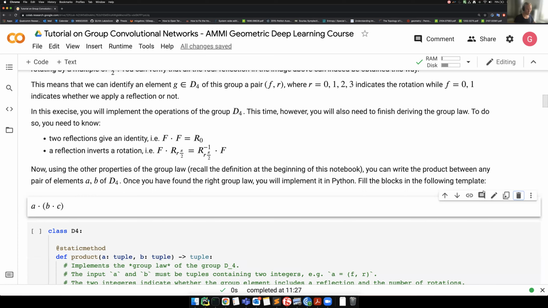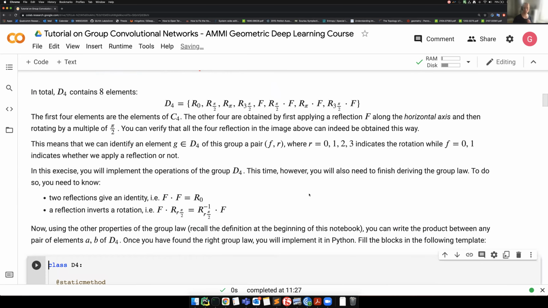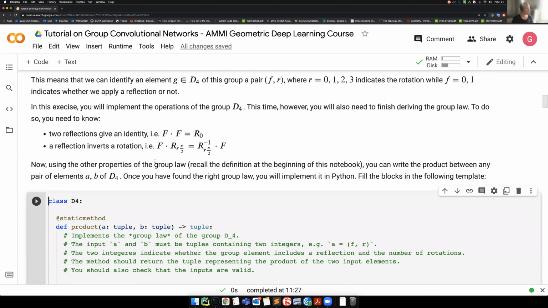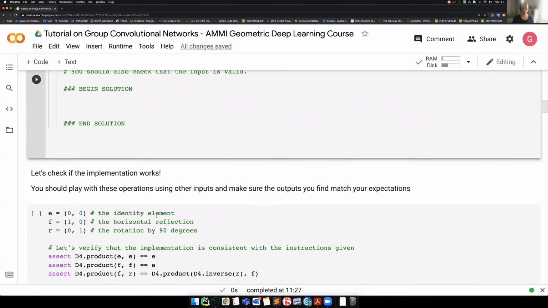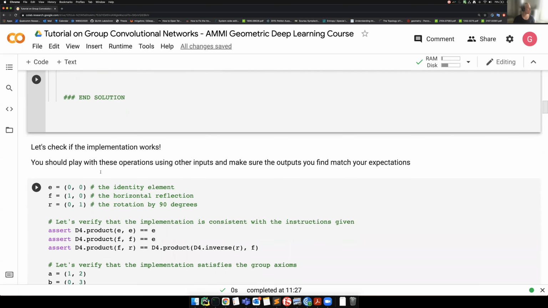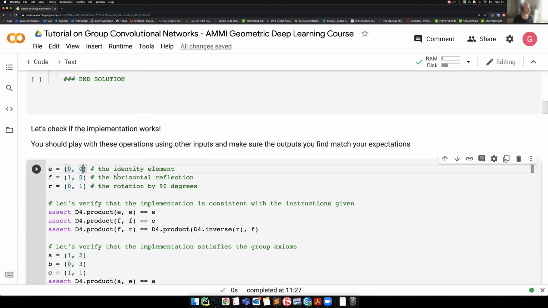Okay, so basically here you have to play a bit with these definitions to find out the right operation to implement here and here. Now we check if your implementation is giving the right results. We implemented the identity element, which is no reflection and no rotation. The reflection F contains only a reflection but no rotations. And the rotation by 90 degrees is no reflection and one rotation.